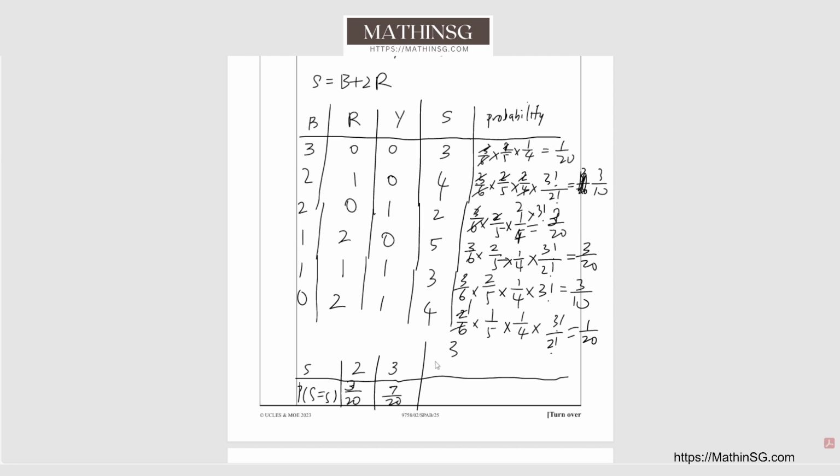When S is 4, we have this, right? So it's 3 over 10 plus 1 over 20, which is again 7 over 20. When S is 5, it is here, the probability is 3 over 20. So this will give us the probability distribution of S.